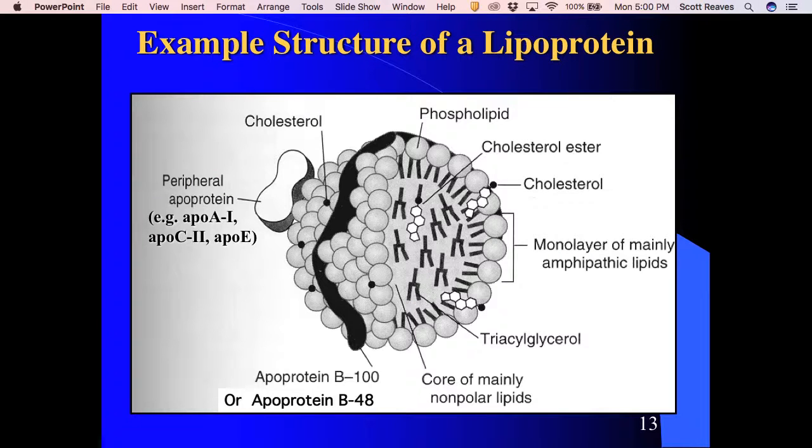And we'll look at this structure in a second, but I think this is probably a good time to take a break. So let's take 10 minutes and then we'll continue.